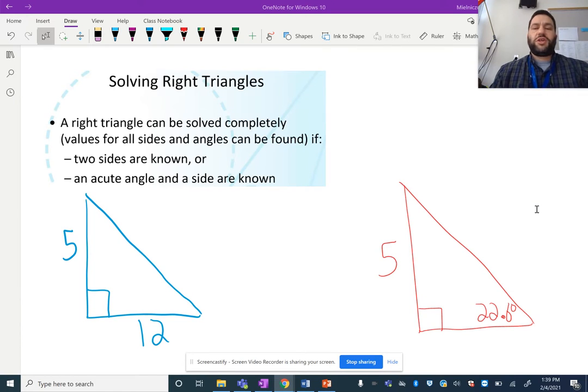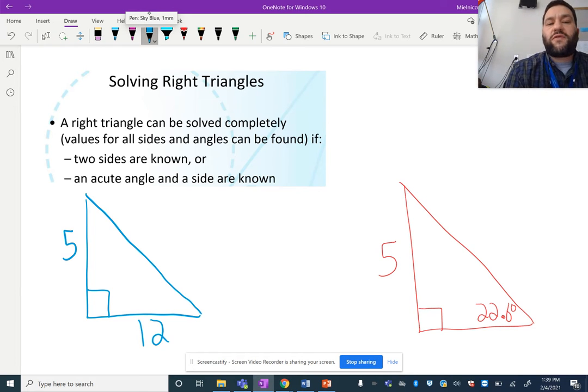All right, now with the information we learned in Unit 64 about SOHCAHTOA, we are now able to solve any right triangle. And when I say solve a triangle, what that means is to find all missing sides and all missing angles. So let's focus on our first one. It says a right triangle can be solved completely, meaning all values for all sides and angles, if two sides are known. So here we're given two sides.